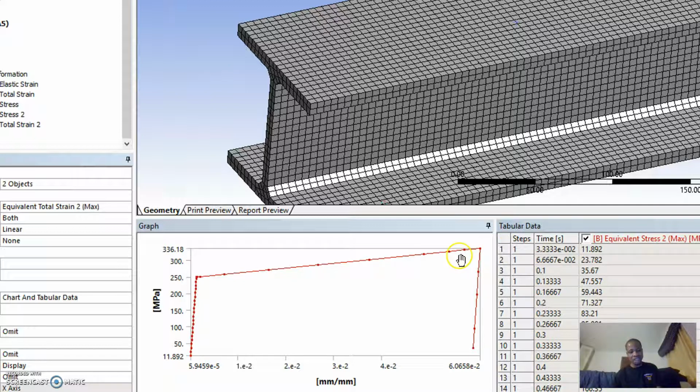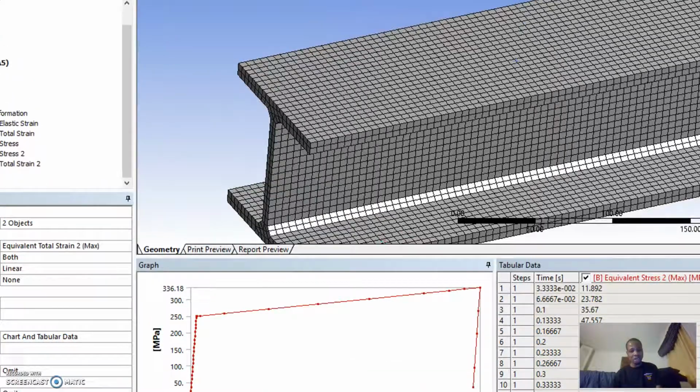But since I have plastic deformation, it cannot come back to the original shape, and that's why I know that my beam plastically deforms. This region right here is the plastic deformation region, and this region right here is the elastic deformation region, and that shows that the beam plastically deformed simply because the yield stress is greater than the yield strength of the material.